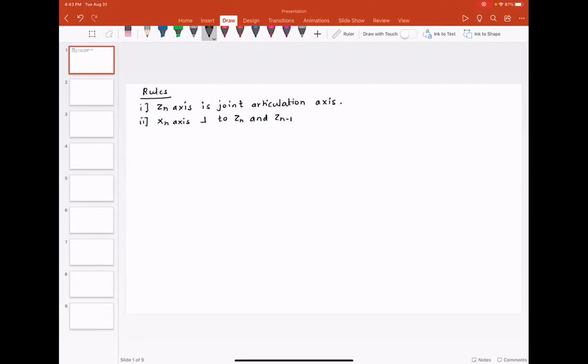In the last class, I actually combined the third and the second rule. But if you look at the textbook, they specify those rules: the axes must intersect, Zn and Zn minus 1. And the last rule is right hand coordinate system.